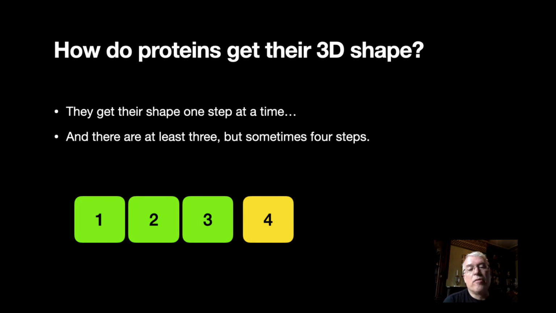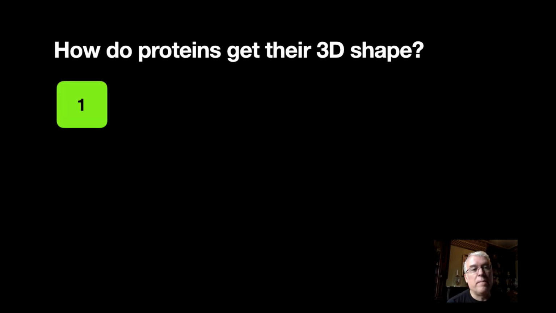And there are 3 steps for all proteins and a 4th step for some proteins. Now, the really cool proteins have that 4th step, and I'm going to show you some examples on future slides. So let's break it down and take it step by step.